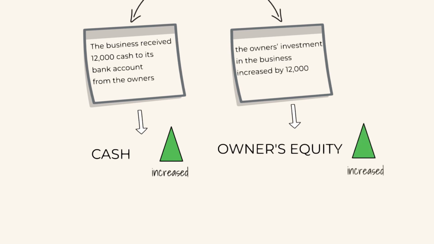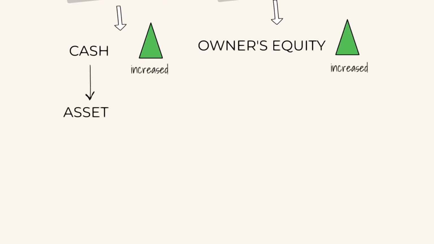Okay, so it's time to determine the two sides of the transaction in accounting terms. The cash increased by 12,000. The cash is an asset account. The increase on an asset account is a debit. Therefore, we need to debit the cash account by 12,000.